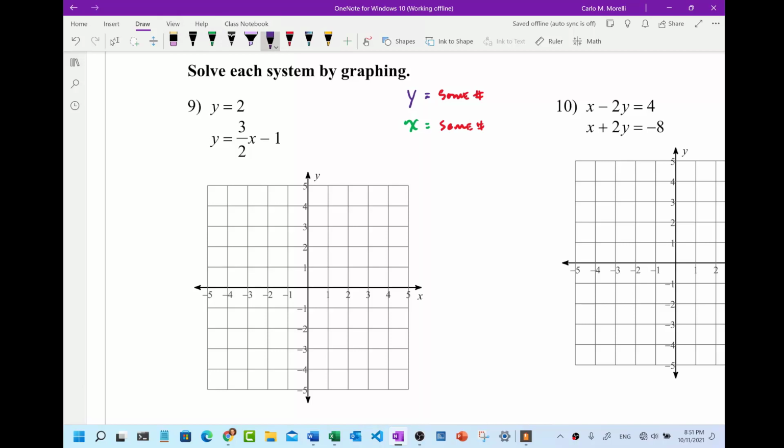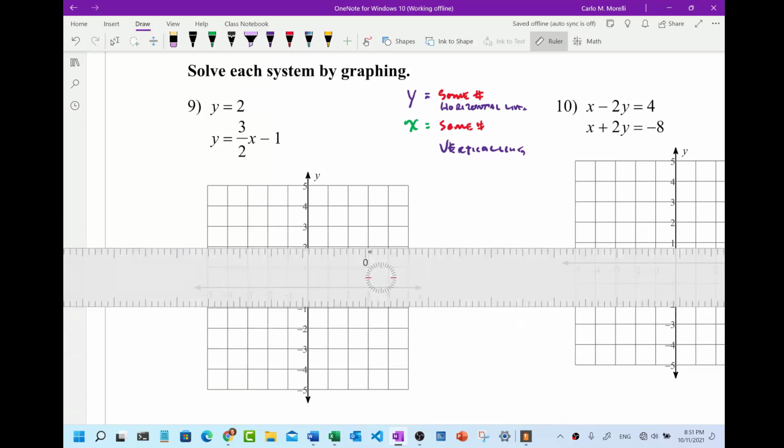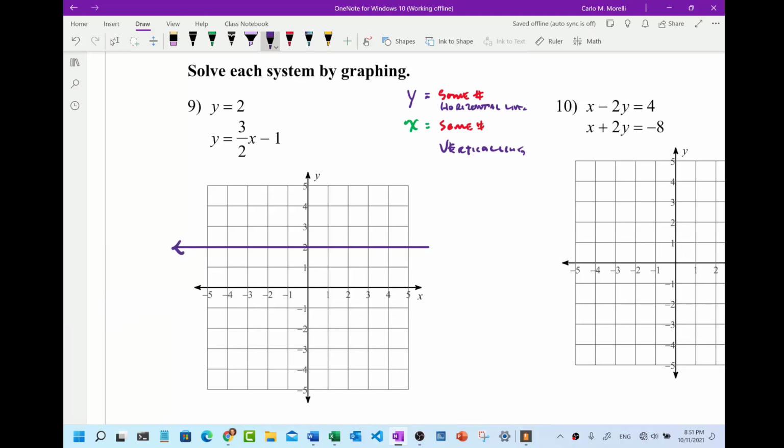Now, here's what you need to know. In this situation, you're going to have a horizontal line. And in this situation, you're going to have a vertical line. So the situation we're dealing with here is that horizontal line situation. The y-intercept is 2, so you're going to draw a horizontal line passing through 2. Okay, so there's your first equation, and we always want to label it. So this is y equals 2.